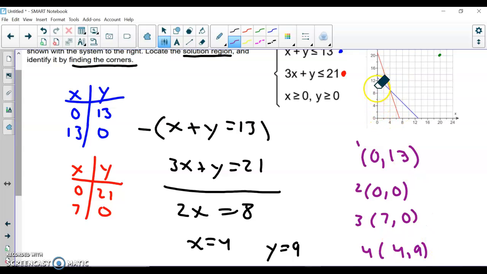So the solution to this whole problem was you needed to dump the paint bucket on this region here. That was called the solution region. And its 4 corners, let me get these labeled correctly again. We've got 0, 13. There's 0, 0. Here was our point 7, 0. And then there's that point 4, 9.